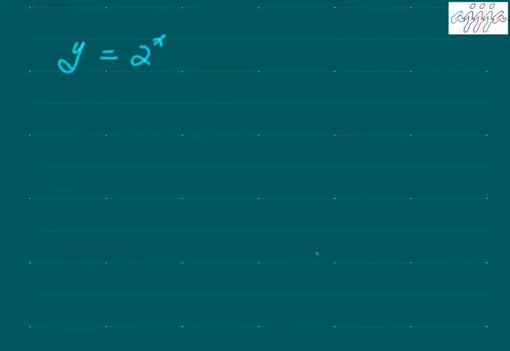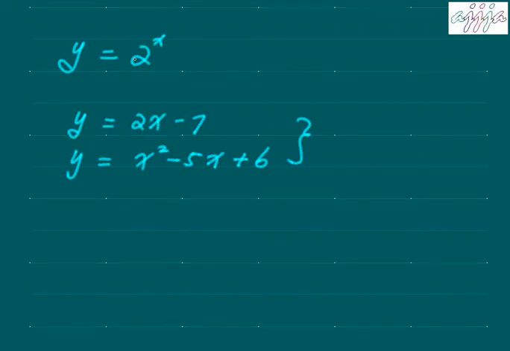Let's talk about exponential graph. Alright. So, usually we had like 2x minus 7 or like y equals x squared minus 5x plus 6 or something like that. Okay. Difference between this and this.